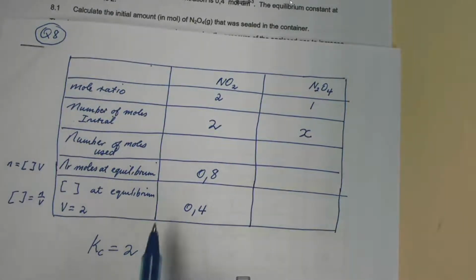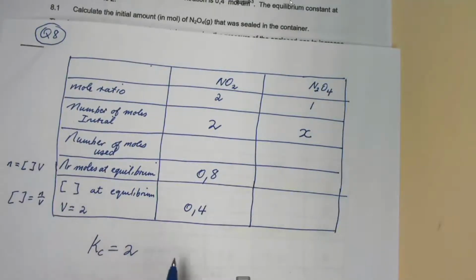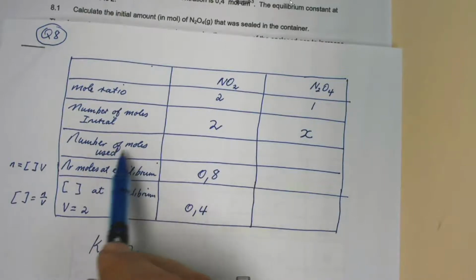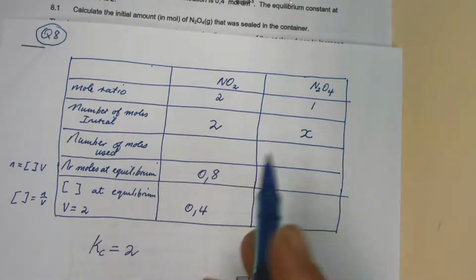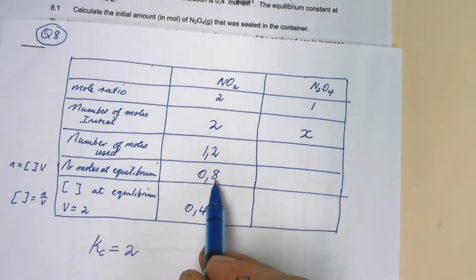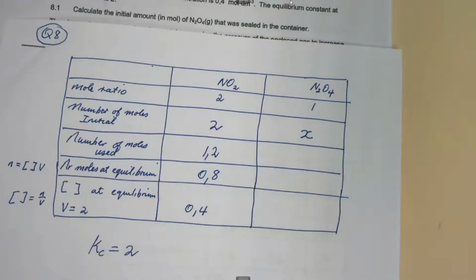So it's 2 times 0.4 using that equation. My concentration is 0.4 and my volume is 2. It was given to me. Now I can work out the number of moles used, how much has reacted. You will agree that I started with 2. After equilibrium, it was 0.8, so 1.2, the difference between the two. That is the number of moles that have reacted.